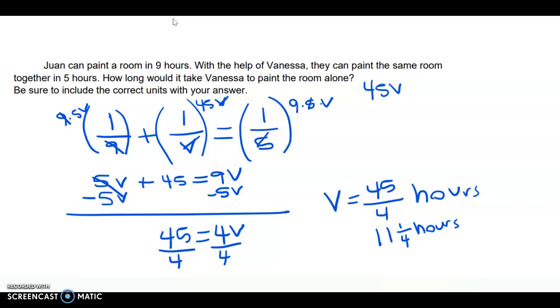And if we think about that, if Juan can do it in 9, it takes her a little more than 9. So the average, basically, that the time they do it together is kind of in the middle between 9 and 11 1/4. So I think that seems about right. Just make sure when you're setting these up, read carefully and make sure you look what the question is asking.